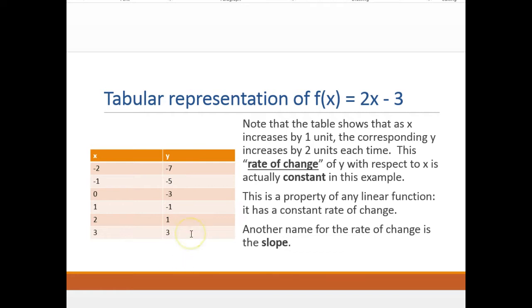This is what's known as the rate of change of y with respect to x. So as x increases, y increases, and please notice that in this case this is a constant rate of change. This is actually a property of a linear function, that it will have a constant rate of change, that y will change consistently as x changes. Another name for this rate of change is what's called the slope, which we will study more in future sections.